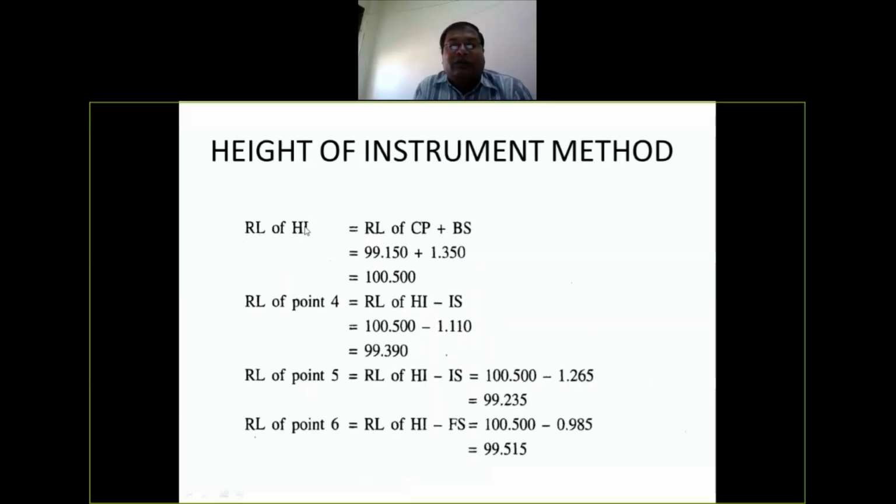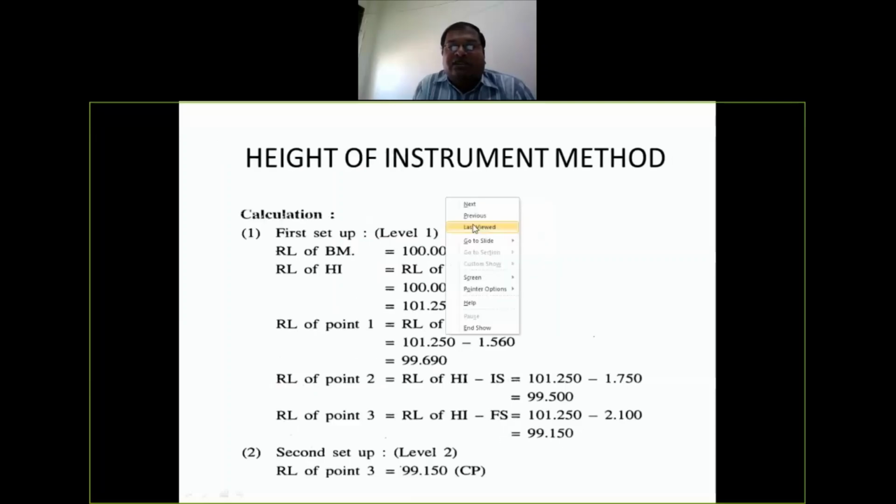Okay, so how will you calculate RL of HI? It is RL of CP. Instead of the benchmark, you have to take RL of CP plus backside. You just add the value, and you will get your answer. Then you have to calculate RL of point 4, RL of point 5, RL of point 6 by deducting the corresponding IS and FS value from RL of HI. By this way, you can easily calculate RL of all the stations.